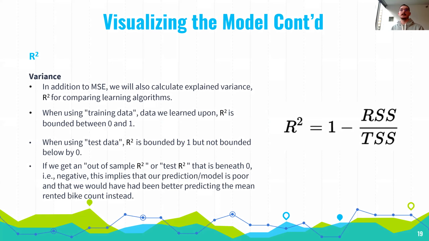And we also used variance. In addition to MSE, we used R-squared to compare learning algorithms. When using training data, R-squared is bounded between 0 and 1. When we use test data, R-squared is bounded by 1, but not bounded below by 0. So what does that mean? If we get an out of sample R-squared, or test R-squared, that is beneath 0 or negative, this implies that our prediction model is poor and that we probably would have been better off predicting the mean rented bike count instead.